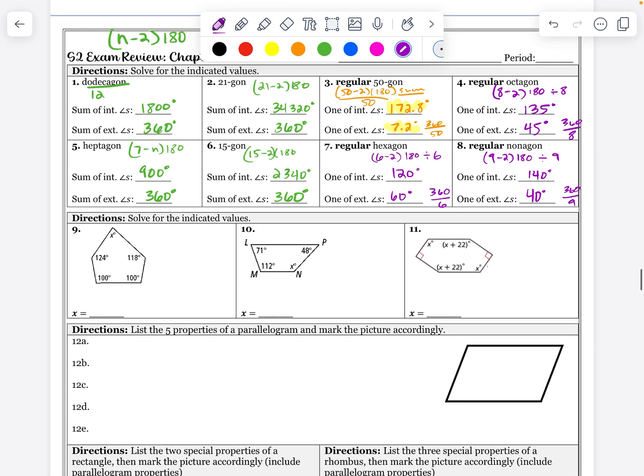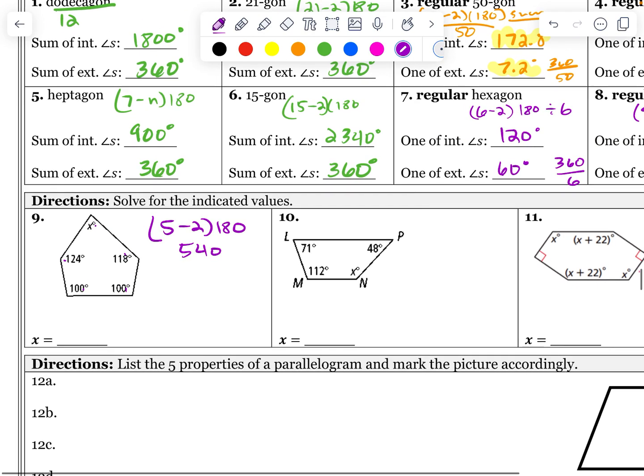Solve for the indicated values. Okay, so this is a pentagon. So I need to figure out what is the sum of its interior? 1, 2, 1, 2, 3, 4, 5. So 5 minus 2 times 180 gives me a total of 540 degrees. So when I have my total of 540, now I can subtract 124, 118, 100, and 100 again to get me x, 98 degrees, because they all have to add up to 540.